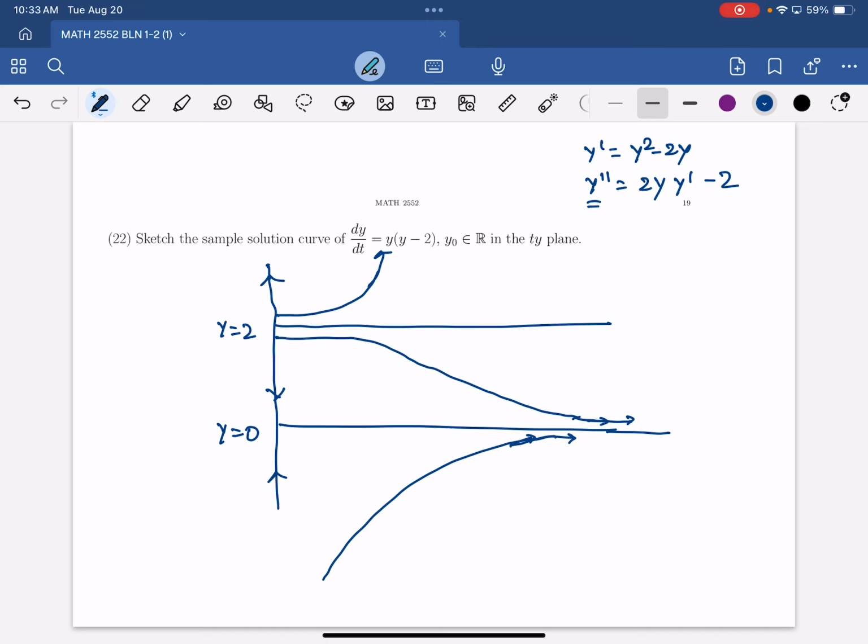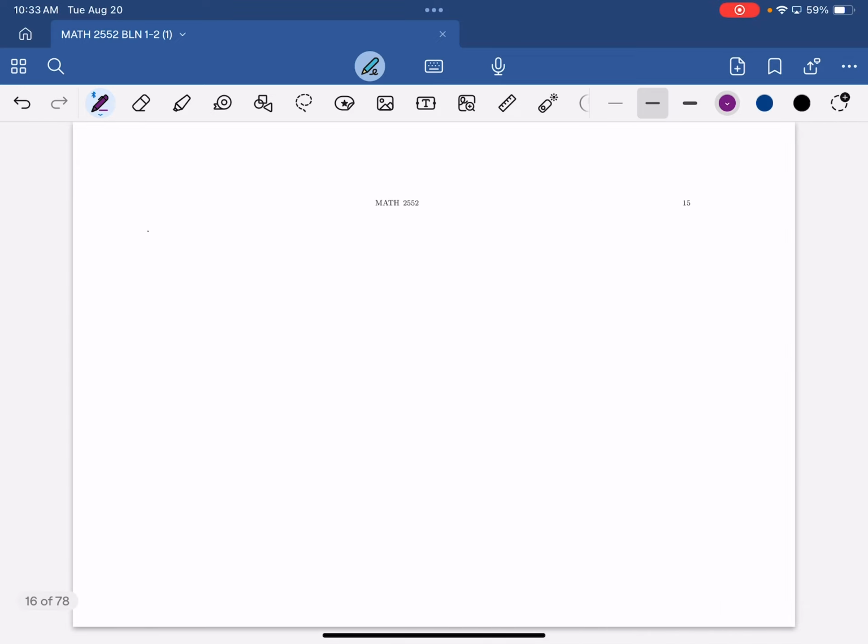But let's say it starts here. Then it goes like this, changes its concavity, and goes like this. Make sense? Are you all with me on that? Now what I want to go back and change is this.